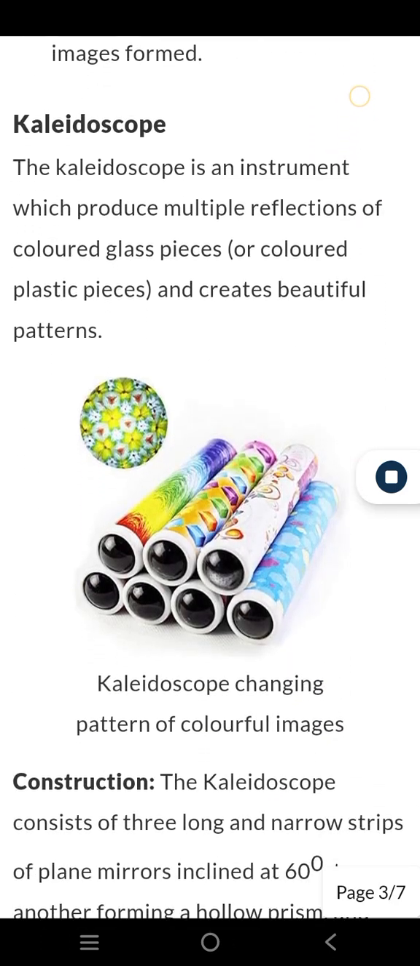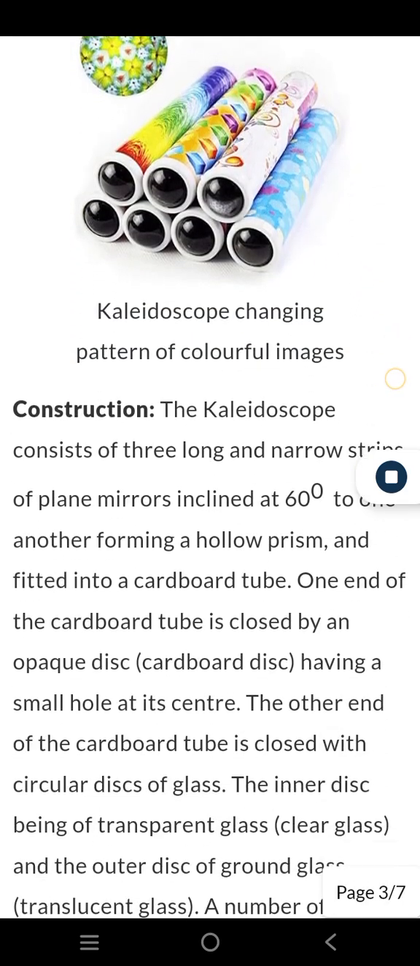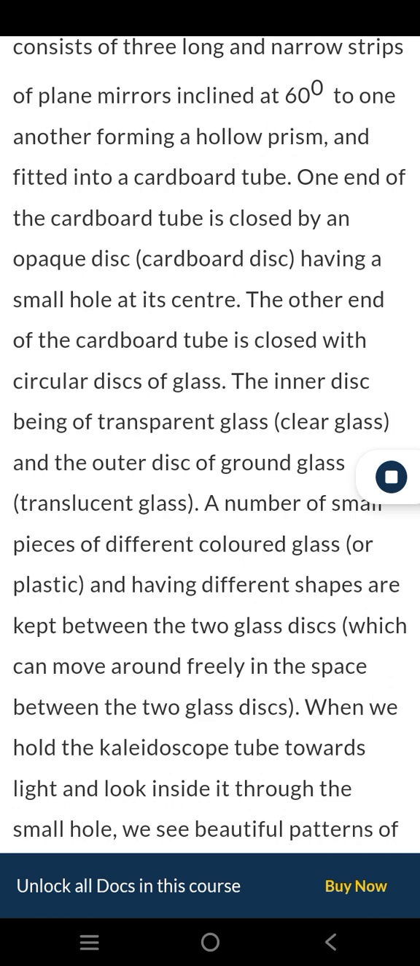Kaleidoscope. The kaleidoscope is an instrument which produces multiple reflections of colored glass pieces or colored plastic pieces and creates beautiful patterns. Changing pattern of colorful images. Construction: the kaleidoscope consists of 3 long and narrow strips of plane mirrors inclined at 60° to one another, forming a hollow prism, and fitted into a cardboard tube.